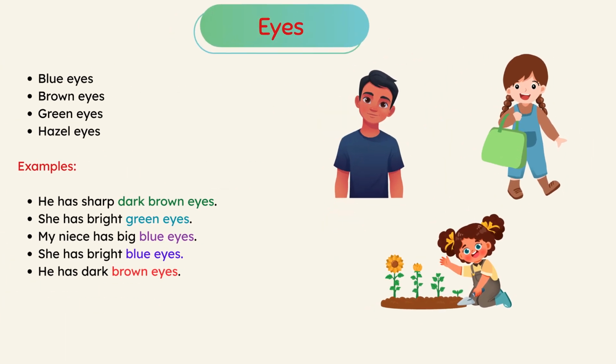Next, let's talk about eyes. We often describe a person's eyes by their color. Some common eye colors are blue eyes, brown eyes, green eyes, and hazel eyes. Let's look at some examples. He has sharp, dark brown eyes. She has bright green eyes. My niece has big blue eyes. She has bright blue eyes. He has dark brown eyes. These expressions help us describe a person's eyes in more detail.